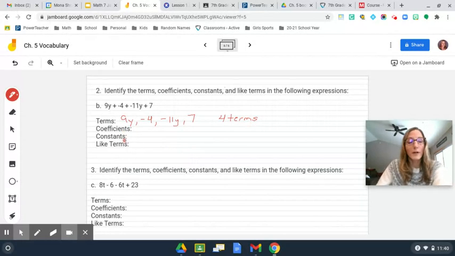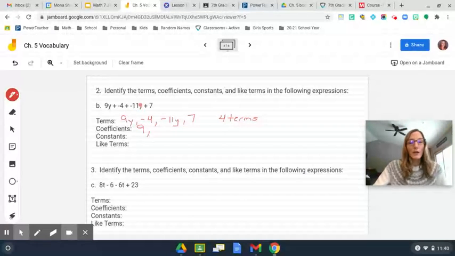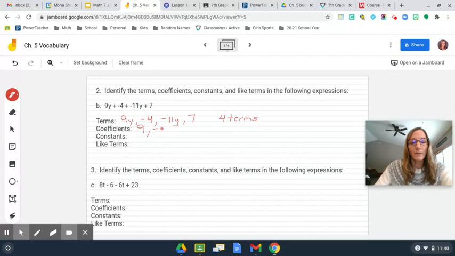Coefficients, the numerical value in front of variables. There's a 9 in front of that y. All I have to do is write down the 9. I don't need to put 9y, just the 9. The coefficient, the number in front of the variable, just the 9. Okay, I see another one. As I look through the expression, there's the other y, and in front of that other y is a negative 11. That's a coefficient. So I have 2 of them in my expression, a positive 9 and a negative 11.